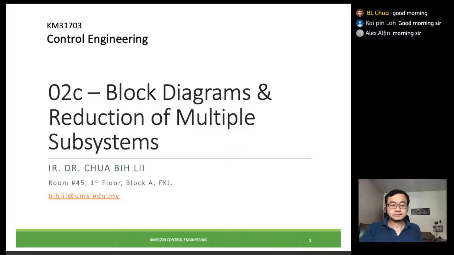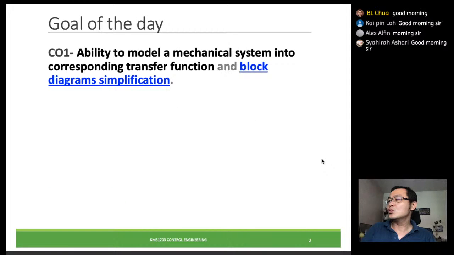Today we will go into the third part of chapter 2, regarding block diagram and reductions of multiple subsystems. Today's slides will be in PDF form, if you notice later on, because some updates have not taken place on the PowerPoints. I hope it still works as usual.